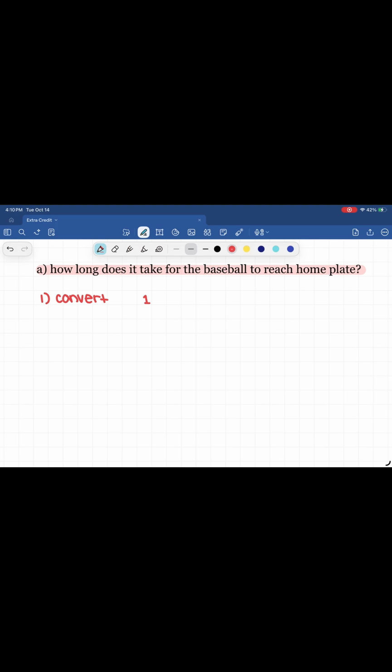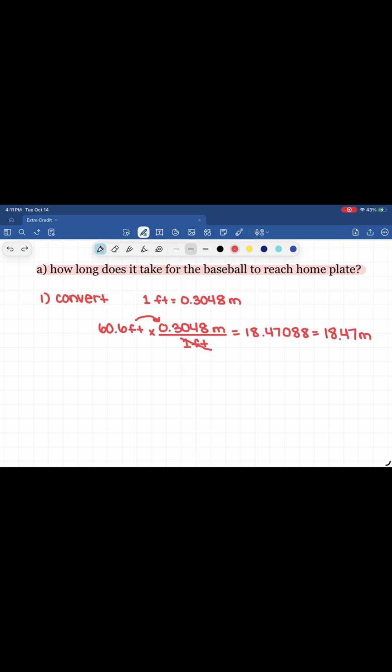First, we want to convert feet to meters. There is 1 foot in 0.3048 meters. We want to take 60.6 feet and multiply that by 0.3048 over 1 foot. The 1 foot cancels out and we multiply 60.6 feet by 0.3048 to get 18.47 meters.